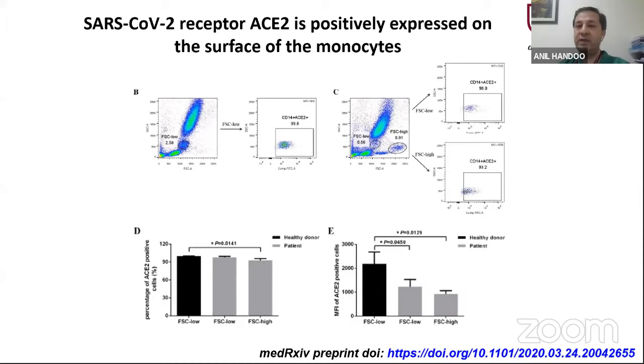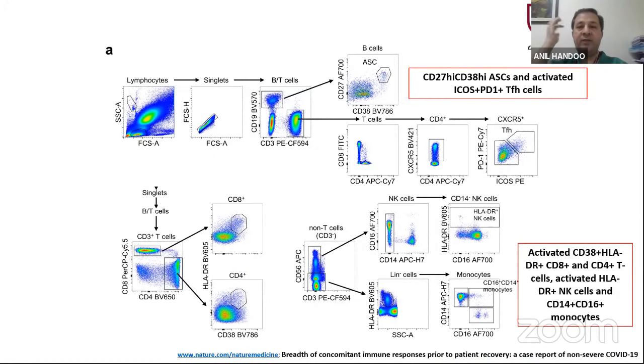So you are able to pick up these cells with ACE receptor positivity, which is also considered one of the important parameters for COVID infection. And this is also about the activation markers which I told you. The activation markers are also positive on the lymphoid cells, whether we talk about T cells or B cells, and at the same time it's also observed on the monocytes.